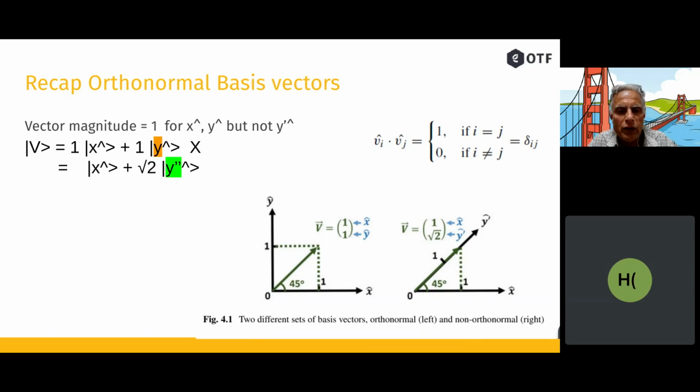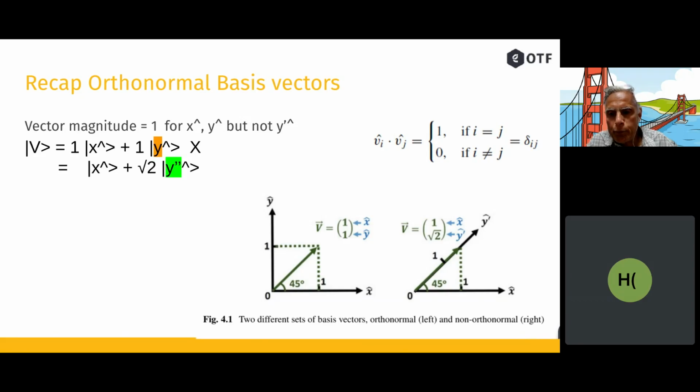The one on the left side has unit 1 as the basis for both x and y, and this is said to be orthonormal. Not only are they perpendicular, but they are also unity, a unit of 1, and therefore they are orthonormal and orthogonal both. Whereas on the right side, they are non-orthonormal because they are not perpendicular.